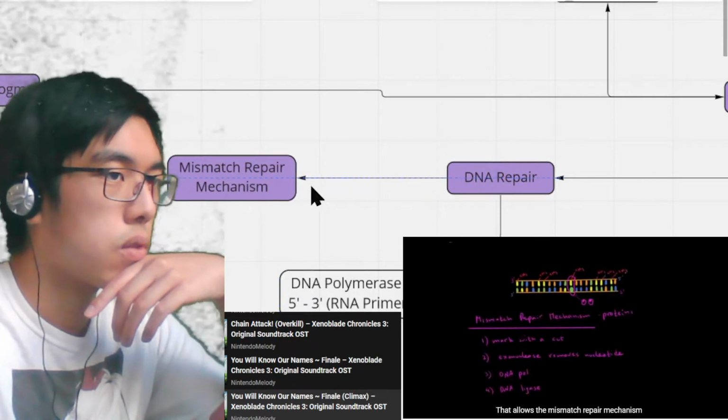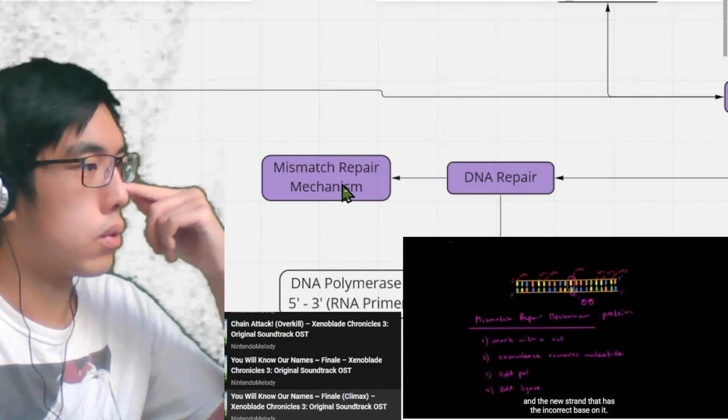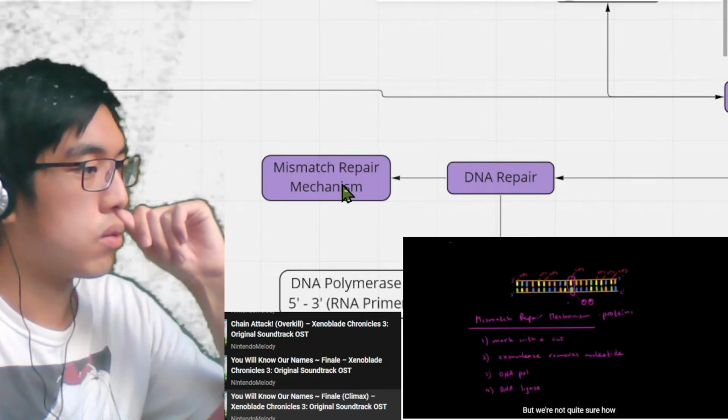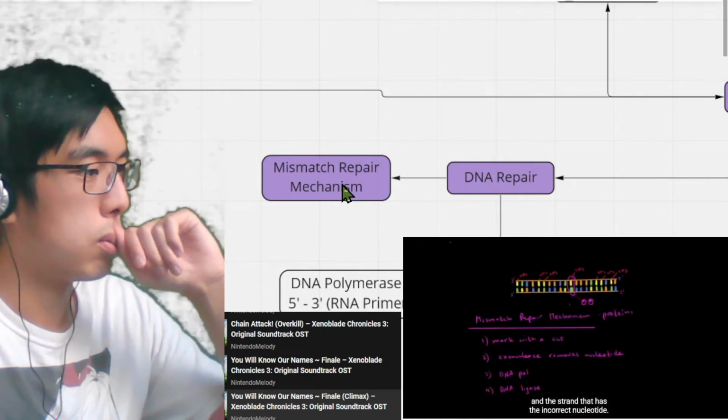And that allows the mismatch repair mechanism to recognize and distinguish between the original strand that has the correct base on it and the new strand that has the incorrect base on it. But we're not quite sure how the mismatch repair mechanism in eukaryotic cells and in other prokaryotic cells knows to distinguish between the strand that has the correct nucleotide and the strand that has the incorrect nucleotide.